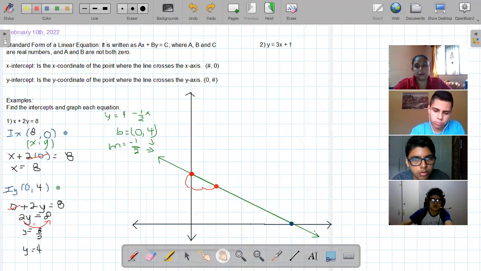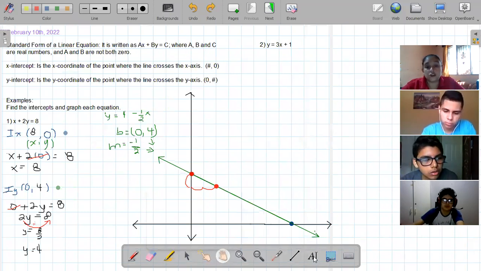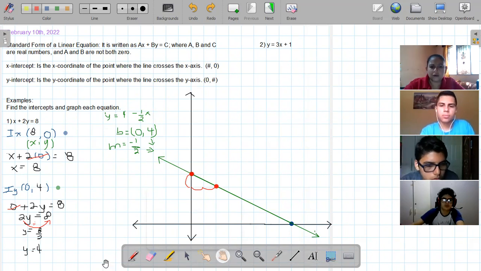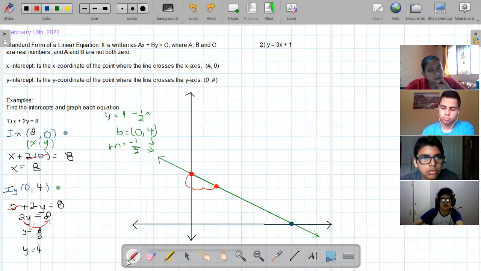Next exercise, I'm gonna move it. There, a little bit only, okay? We got y equals 3x plus 1. Is that in standard form? Yes or no? No, Josue? Yes, Daniel? Josue says no, Daniel says yes. Josue, you're right. That's not standard form.